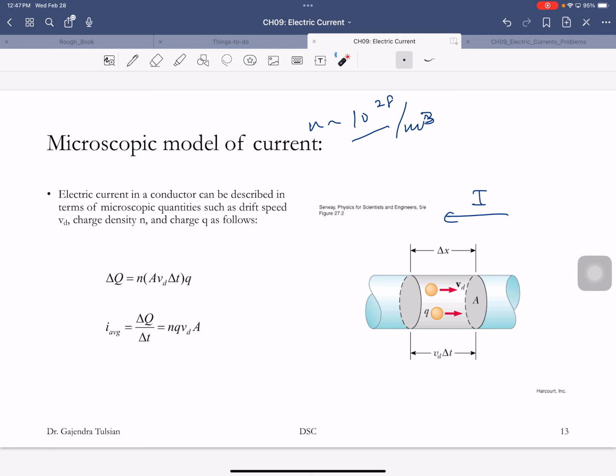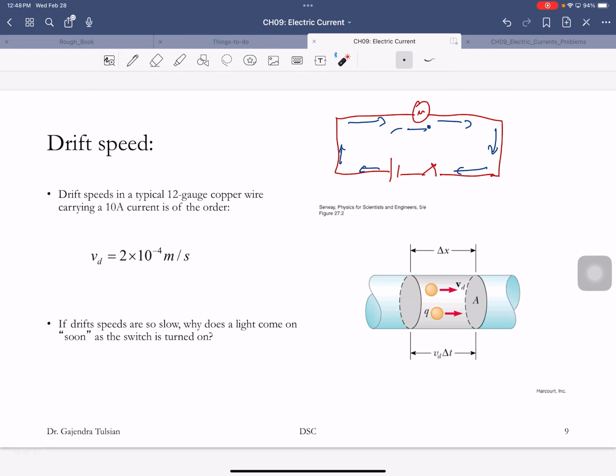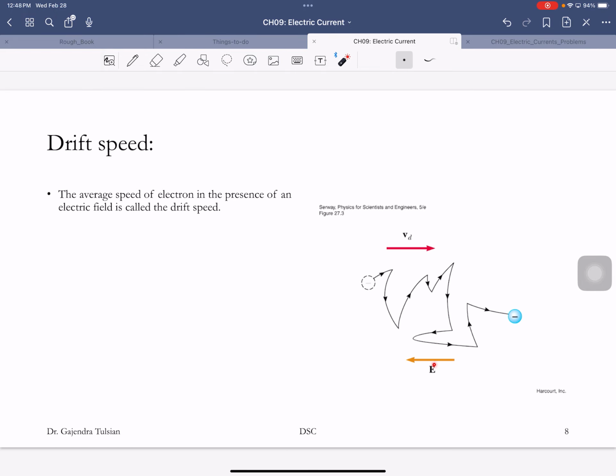So when the current doubles in a wire, what has happened? The number of charges can't change, the charge of the electron doesn't change, the area of cross-section of the wire doesn't change, so the only thing that changes is the drift speed. You double the current, you double the drift speed. How do you double the drift speed? By doubling the electric field. And how do you double that? By doubling the voltage applied.